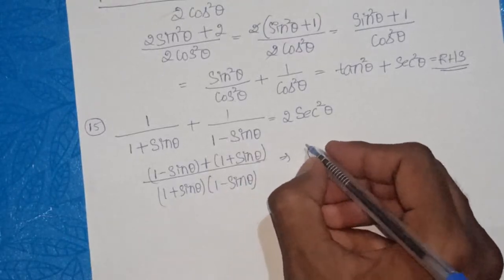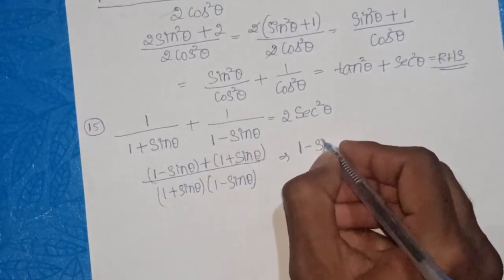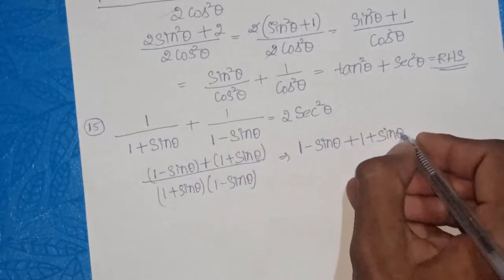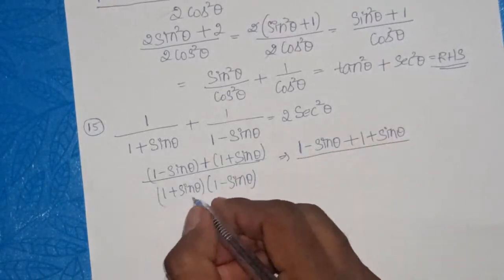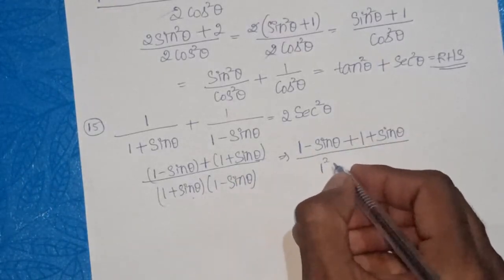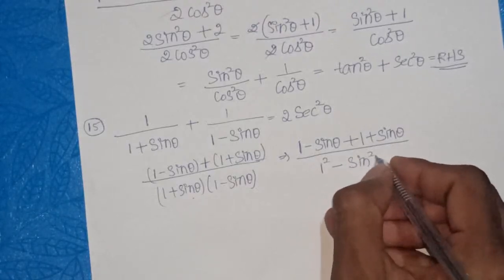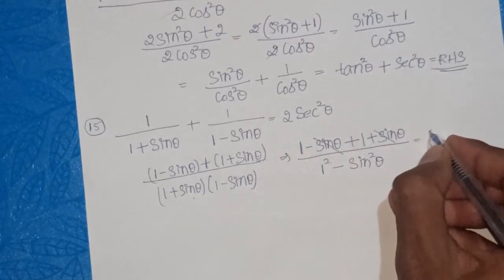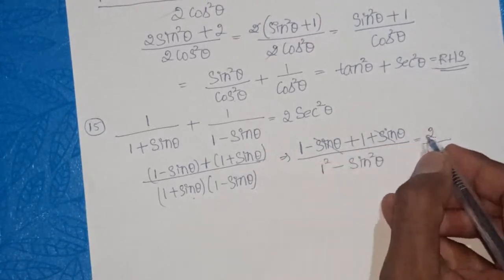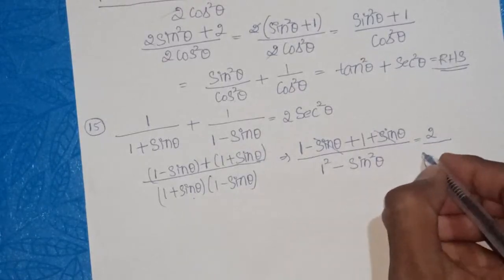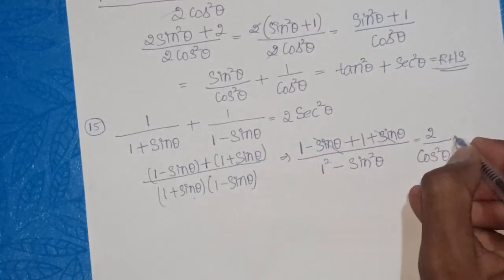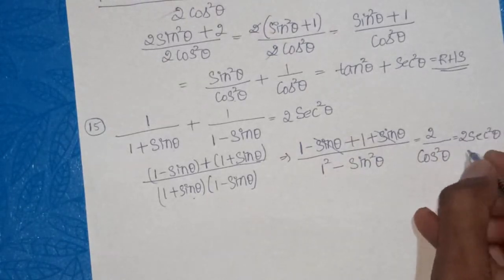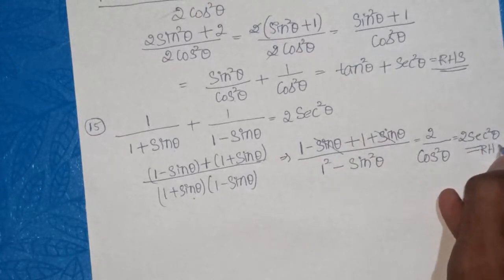In the numerator, we are having 1 minus sin theta plus 1 plus sin theta. In the denominator, we are having a plus b into a minus b. This can be written as a square minus b square, that is 1 square minus sin square theta. Minus sin theta plus sin theta can be cancelled out. 2 by 1 minus sin square theta can be written as 2 by cos square theta, and 2 into 1 by cos square theta can be written as 2 secant square theta, which is our RHS.